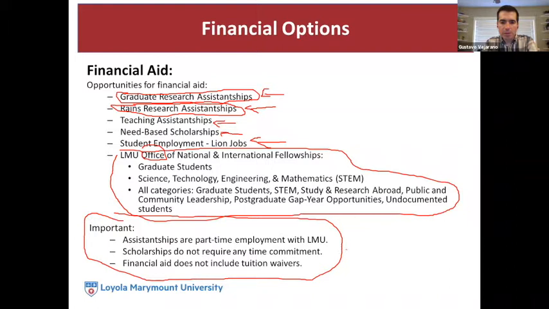If you see scholarship, those are the ones that they just give you the money. And these are for need-based scholarships. Those are the ones that you saw up here. So the student wouldn't have to work; they just get the money. And financial aid does not include tuition waivers.